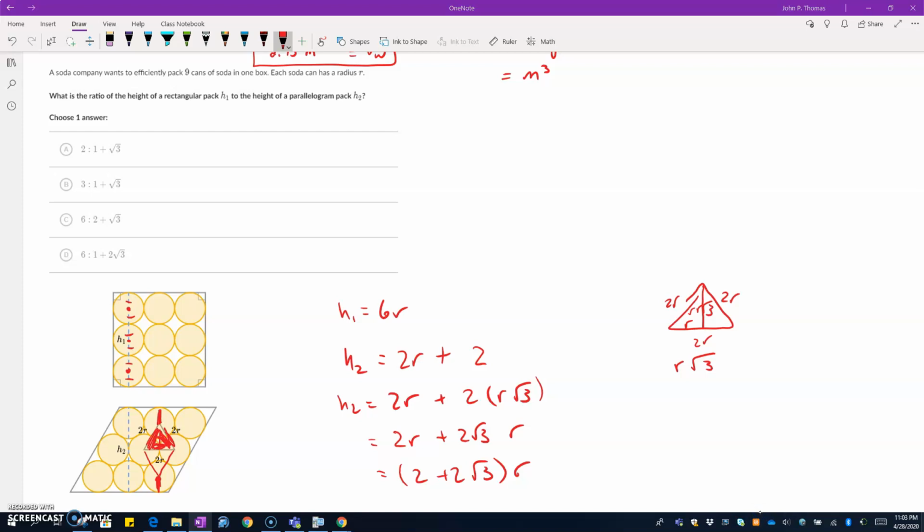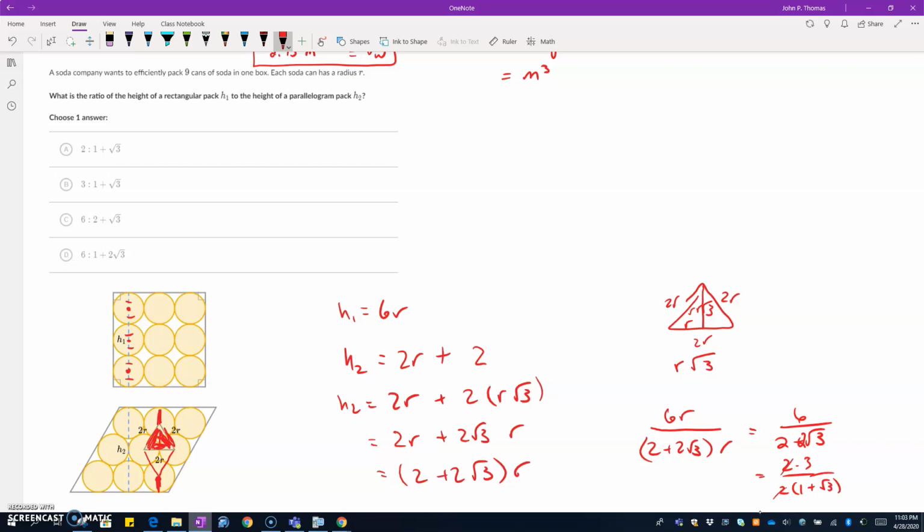So if I take the ratio of height 1 to height 2, I have 6r over 2 plus 2 root 3 all times r. So right out of the gates I can cancel the r's. I have 6 over 2 plus 2 root 3. I lost my 2 there. There we go. All right, then I can factor a 2 out of the top and 2 out of the bottom. So I have 2 times 3 on the top. On the bottom I have 2 times 1 plus root 3.